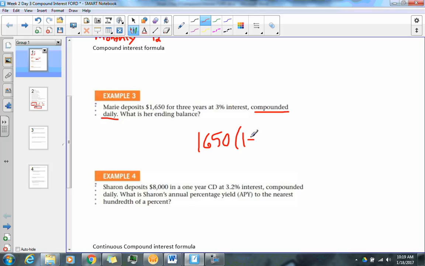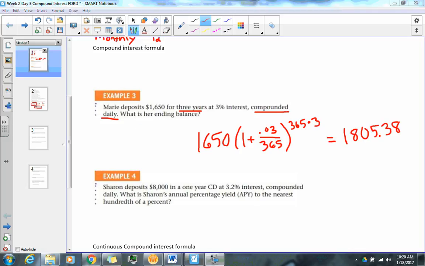parenthesis 1 plus, remember, 0.03 as a decimal over N. Now, N, since it's compounded daily, will be 365. Raised to the power of 365 times, let's see, 3 years. So that would be 365 times 3. So you're going to throw this into your calculator, and then you are going to get your correct answer. $1,805.38. That would be your final answer.